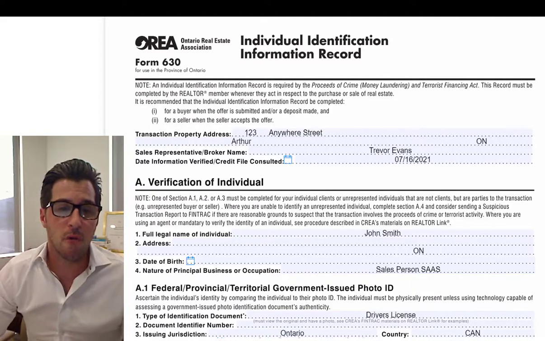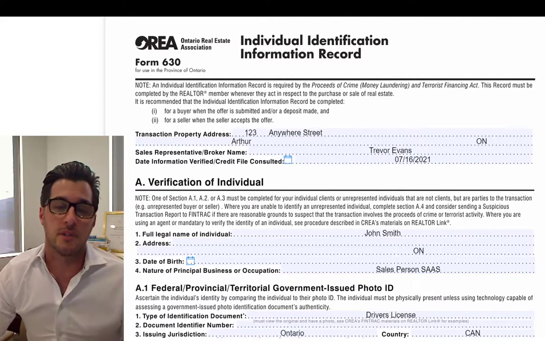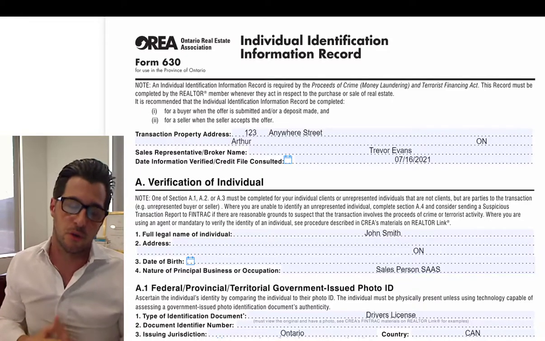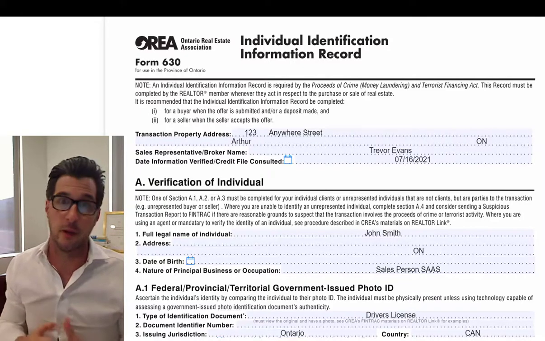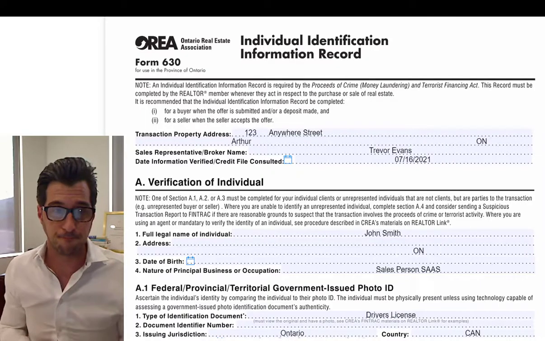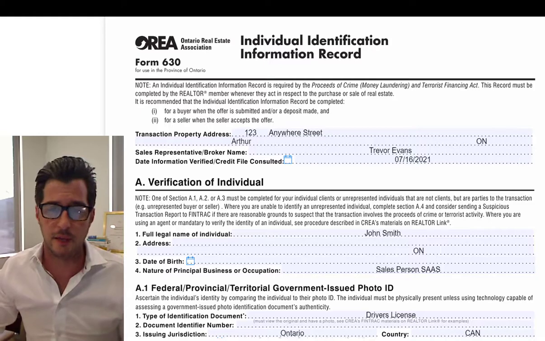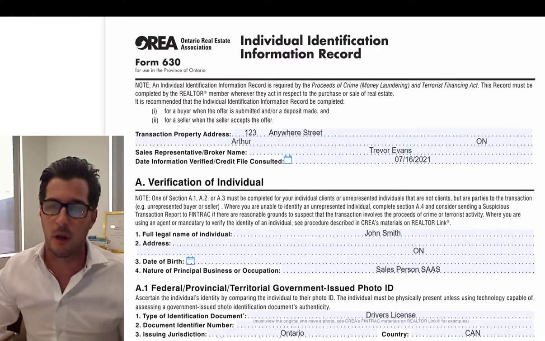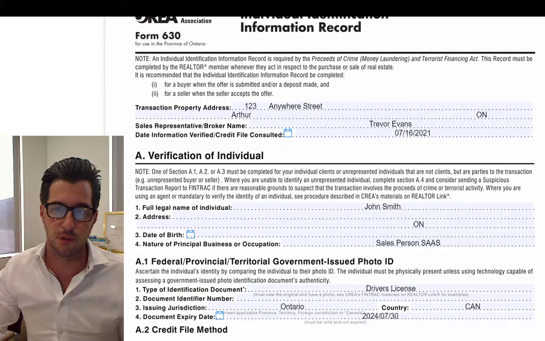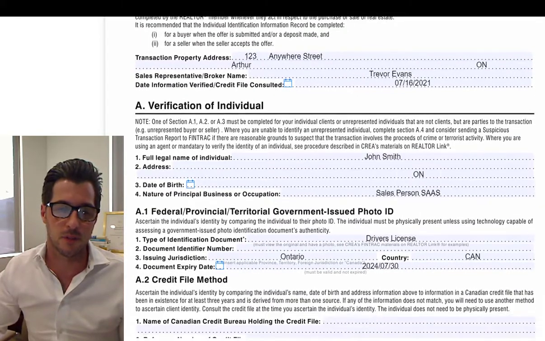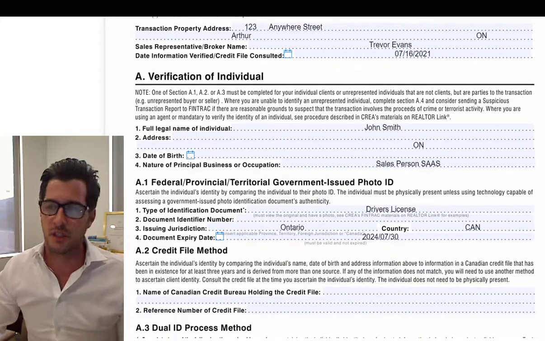Or number two, for a seller when the seller accepts an offer. So anybody who's privy to the transaction, we're supposed to be filling out this form on that individual. So just kind of the guts of what this form is asking for. Obviously, the address of the transaction that is being considered here, the salesperson, that's you if you're watching, the date in which, of course, it was completed, the full details of the individual.